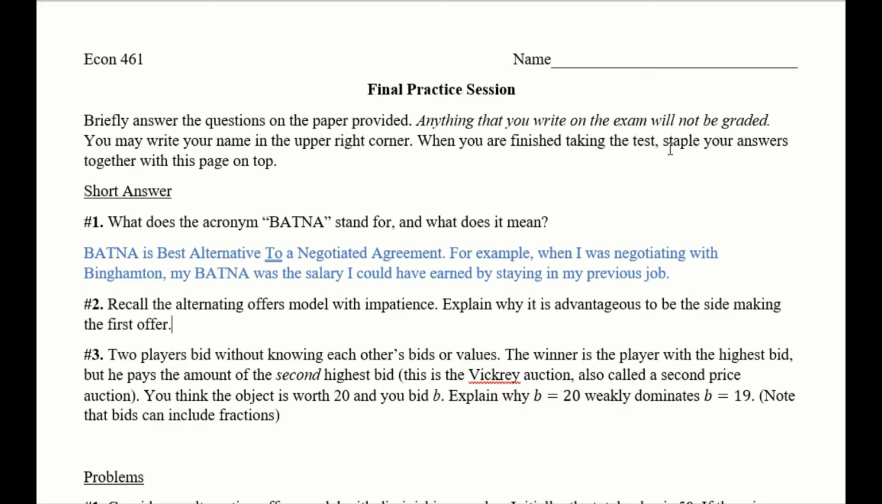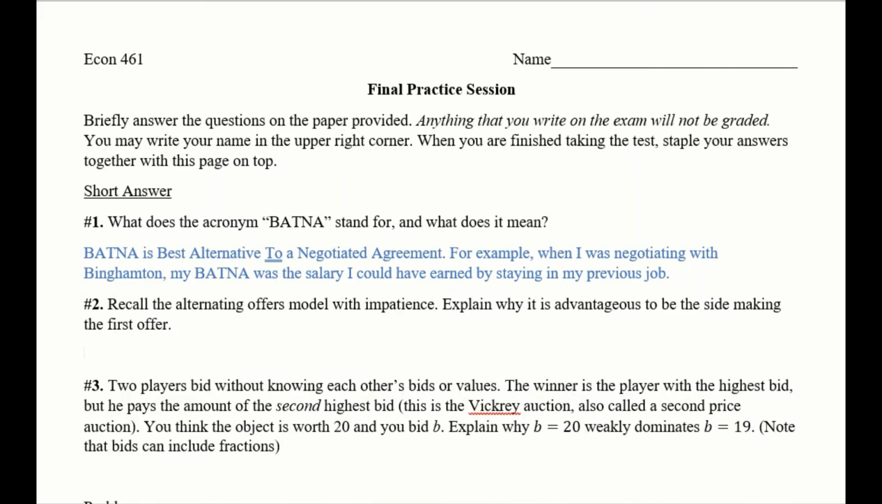Alright, moving on to number two, we had the alternating offers model in our bargaining chapter. One of those models had impatience in it. I said that it's an advantage to be able to make the first offer, and here we'll explain why that is true.